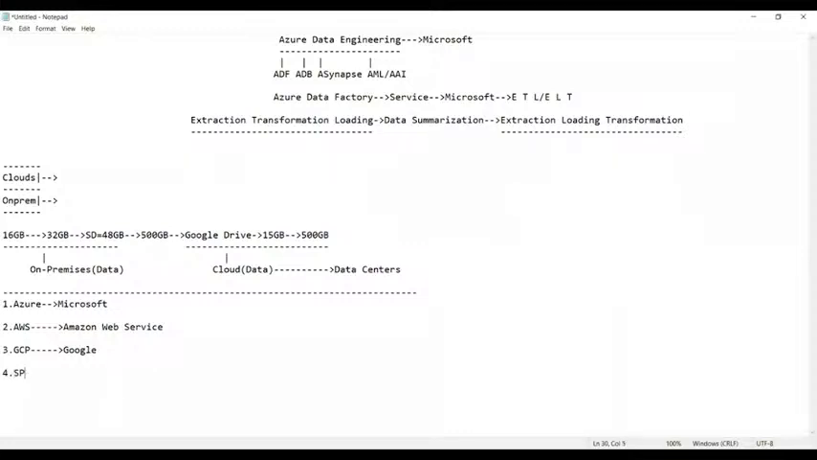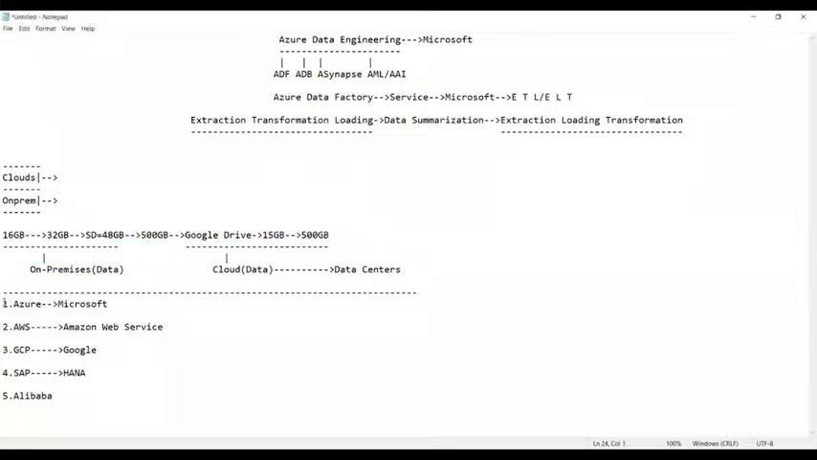Apart from this, we also have SAP. SAP has come out with their own platform, which we call HANA. And now, guys, apart from this, we have many more. Alibaba is there, from China. Can you see here? Many more cloud providers, we have many in the market.